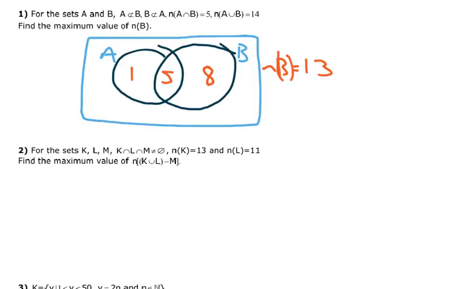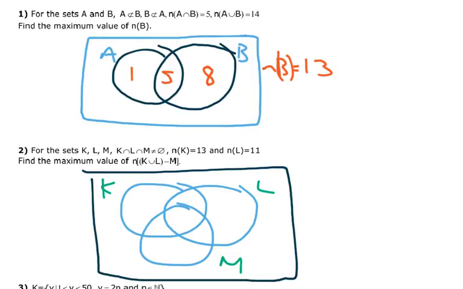Question 2 says we've got 3 sets, and the intersection of the 3 sets is not an empty set, so we must have an element in there. It then says the number of elements in K is 13, and the number in L is 11. Find the maximum number of elements in K union L, which is all of this, subtract M. So we take that out, and we're looking at this part, aren't we? Looking at the maximum number of elements we can have in that part.